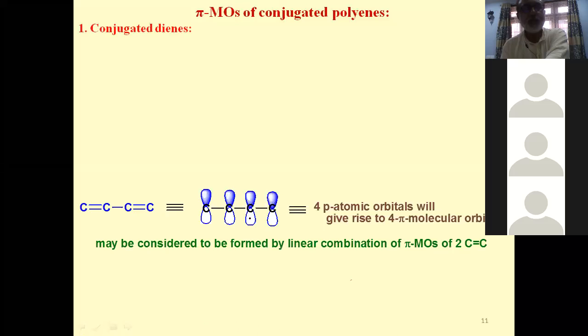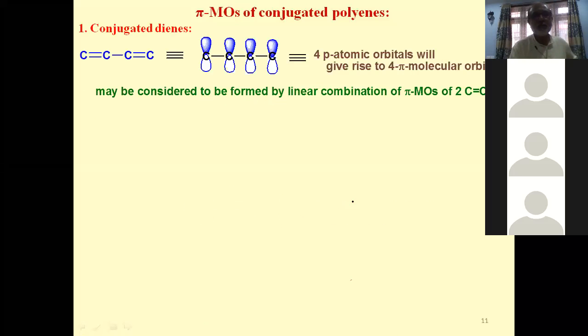Now, in conjugated diene, what is the system? Let us see. This is a conjugated diene. You see here, this is double bond, then single bond, then double bond. So that becomes conjugated diene. Now we are not considering sigma bonds. The sigma bond is there, the pi bond is there, but we are considering only the pi bond.